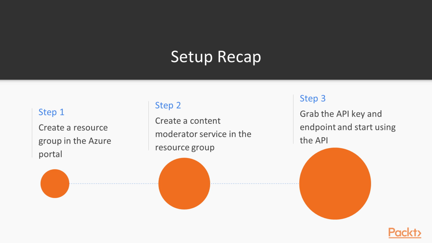So, a quick recap. First, create a resource group in the portal, or reuse one if you have one already. Create a content moderator service in the resource group and grab the API key and endpoint and start using the API.